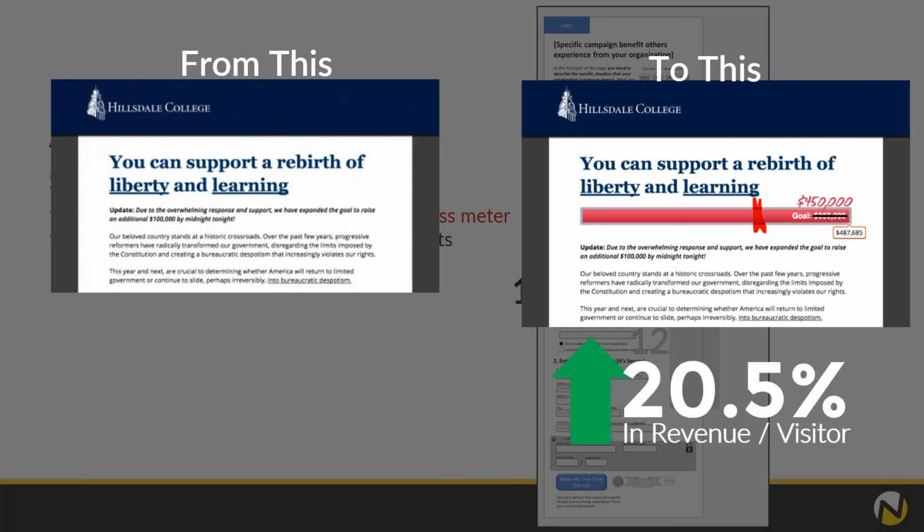That has an effect. In this case, it raised revenue per visitor by about 20.5%. We have a lot of different tests that we can give you references for, different situations where you can see this work, in some cases where the effect was more or less neutral. But this is something you should consider.